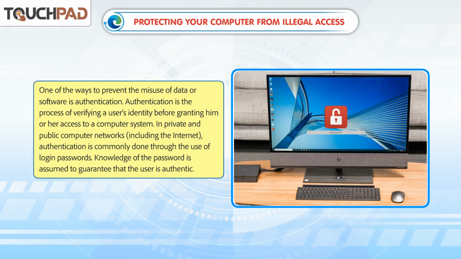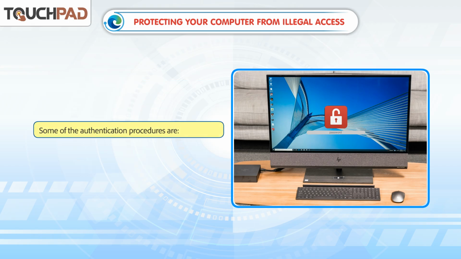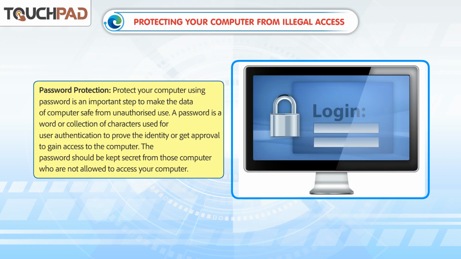Authentication is the process of verifying a user's identity before granting him or her access to a computer system. In private and public computer networks, including the Internet, authentication is commonly done through the use of login passwords. Knowledge of the password is assumed to guarantee that the user is authentic. Some of the authentication procedures are password protection.